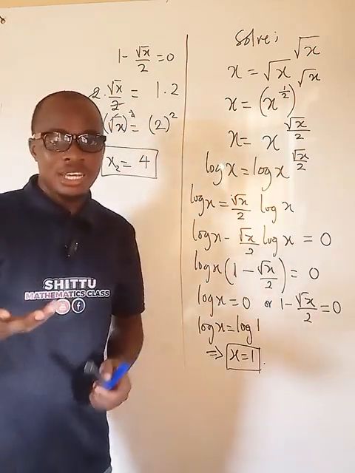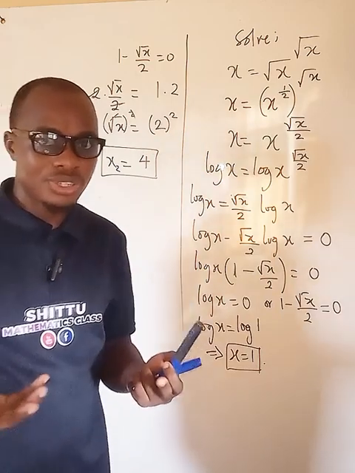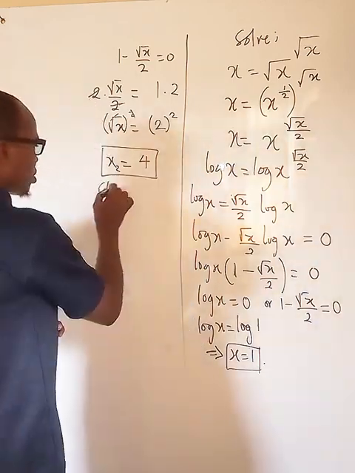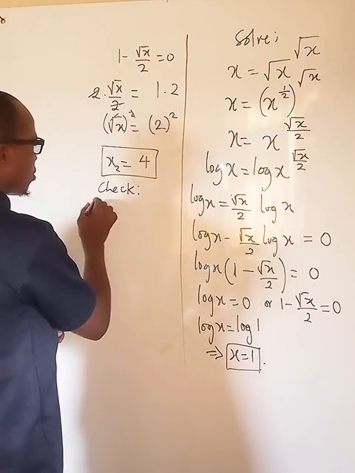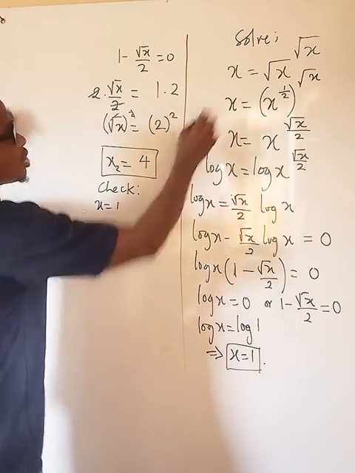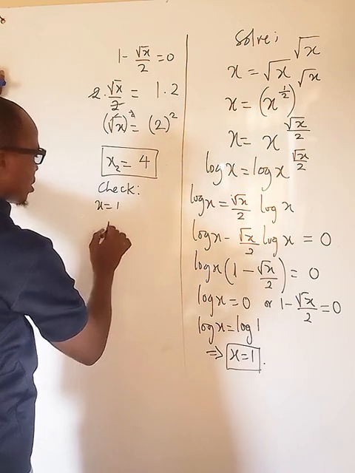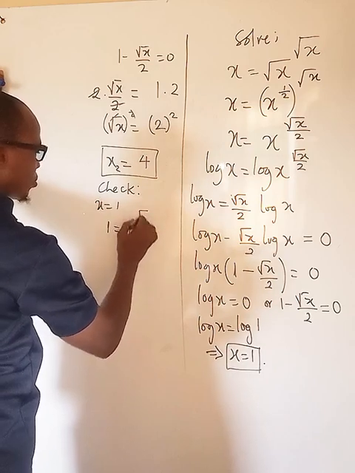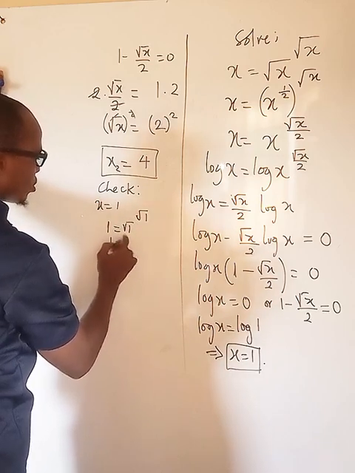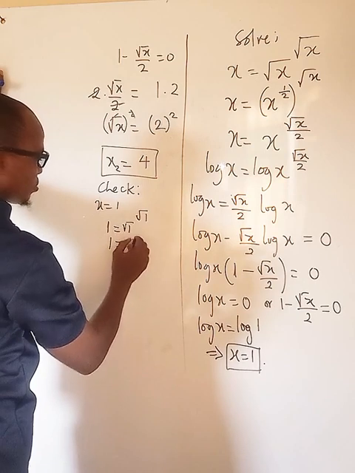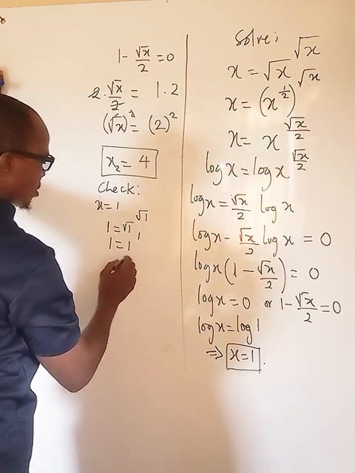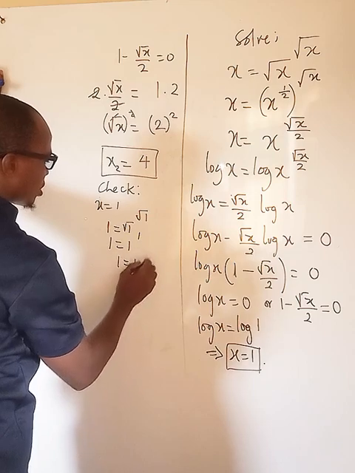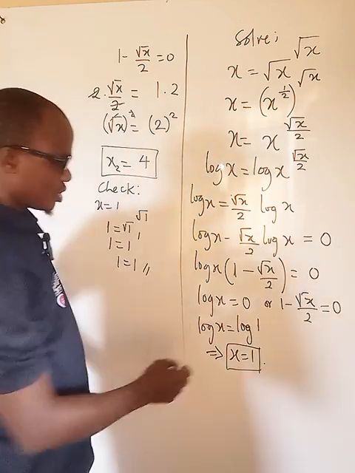Now quickly, let's see how we can check whether our result is right or not. Check for case 1, for x equals 1. If you put 1 here, then root of 1 is 1, then we have 1 to the power of 1 giving us 1 equals 1, which means this is satisfied.